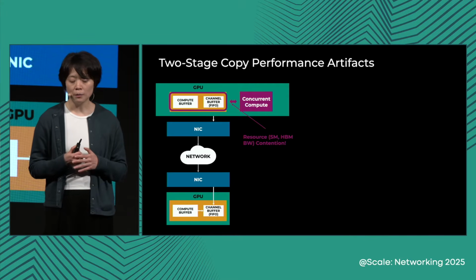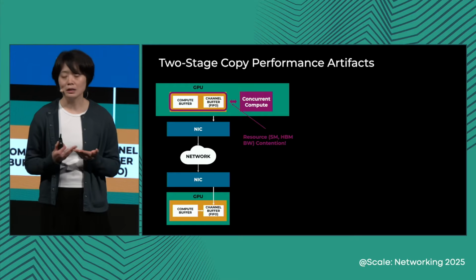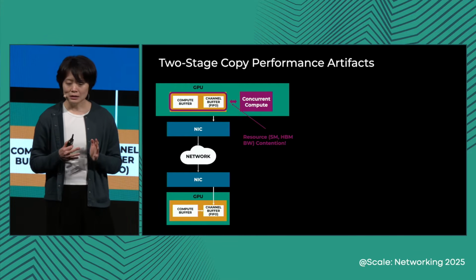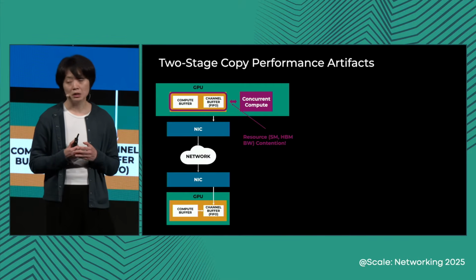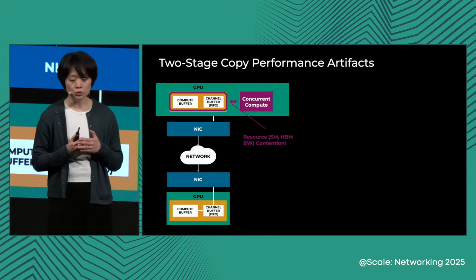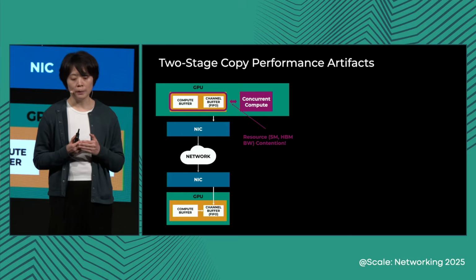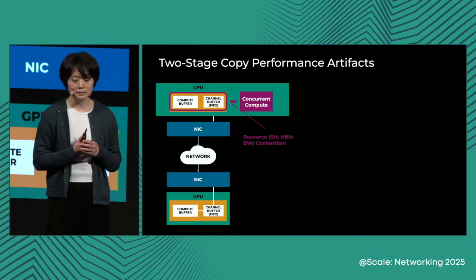This two-stage copy will require GPU resources, including both SMs and also HBM bandwidth. So the design does not only result in poor performance, either in concurrent compute or communication due to the resource contention, as we could see. It also limits the network performance tuning that we could do, because the data chunking involved in the two-stage copy essentially hides the full message size from the network.